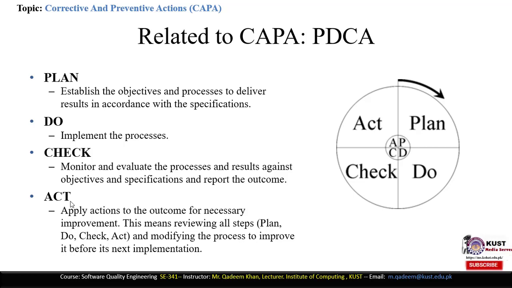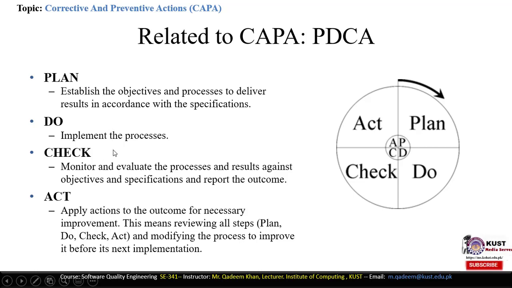This means reviewing all the steps that we need to do in plan, do, check and act. So all these three steps will be reviewed, whereas in the check, modifications to the process for improvement should be conducted here, and before the next implementation all these three should be reviewed and then changes should occur here.